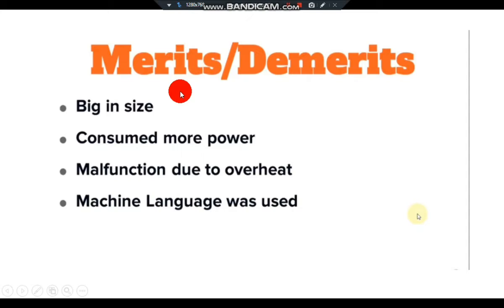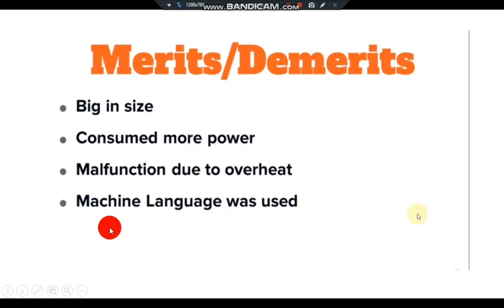Okay, so first generation computers used machine language to write program code. What are the merits and demerits of first generation computers? It is big in size, consumed more power, and malfunctioned due to overheating, and machine language was used. So these are the merits and demerits of first generation computers.